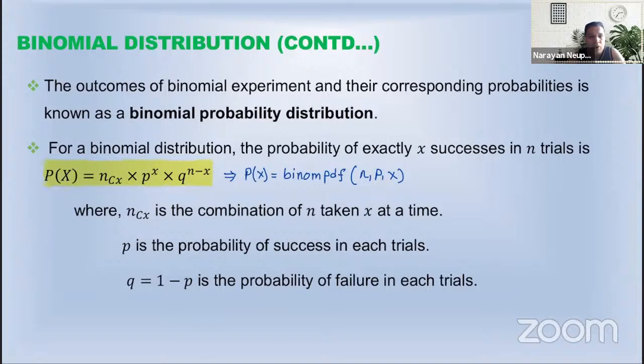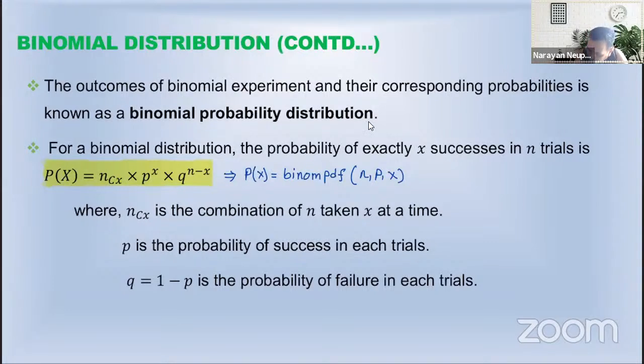So as I said before, the outcome in the binomial probability distribution is the result of the binomial experiment. So the outcome of a binomial experiment and the corresponding probabilities is called the binomial probability distribution. So this is what it is.